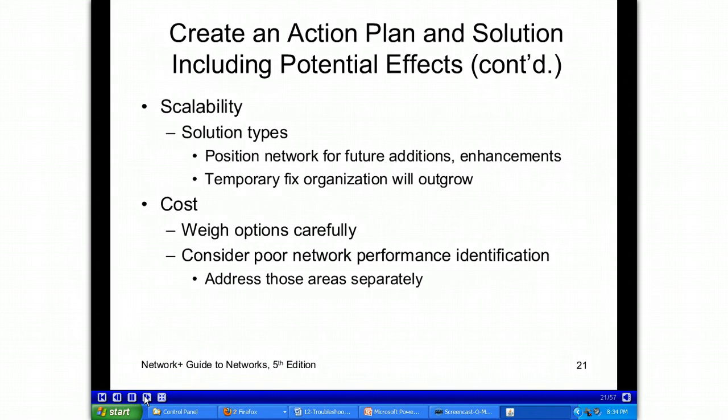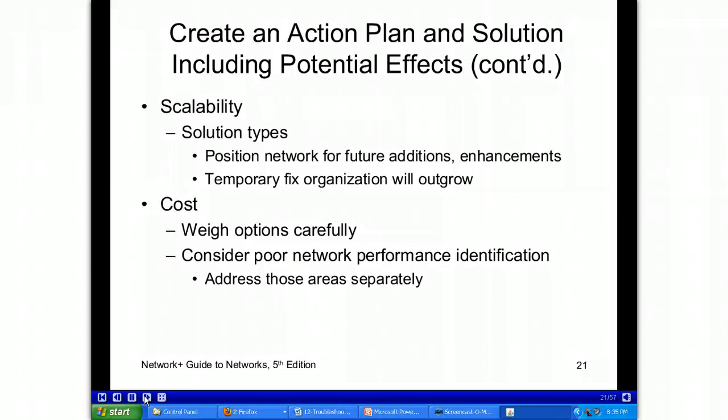Then scalability. A possible solution type is to position a network for future additions and enhancements. A solution type might be a temporary fix for right now that you can live with. And then cost. Does the solution cost-effectively tackle the issue? And do we have the money to tackle the issue? Consider poor network performance.